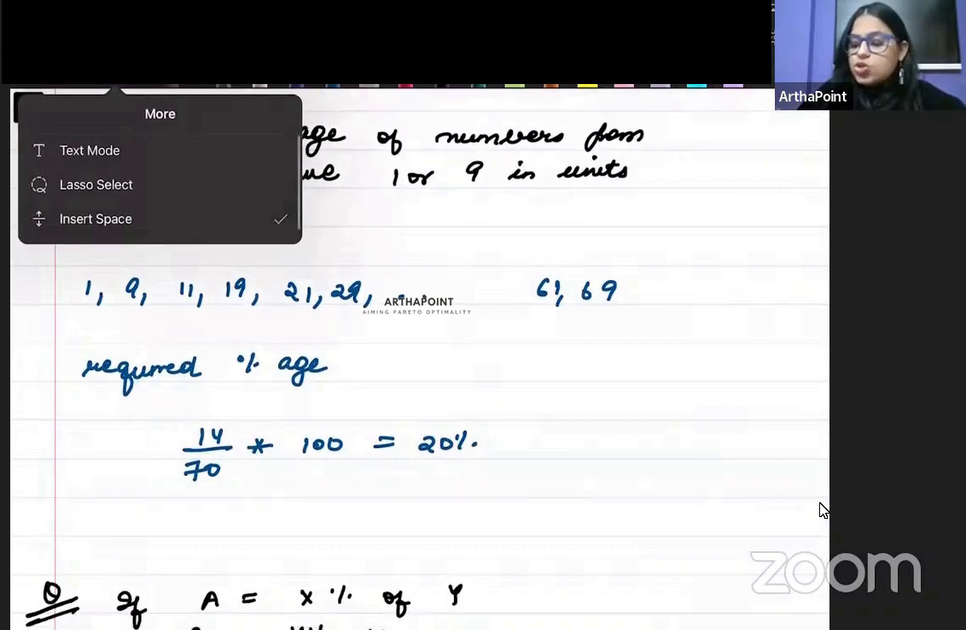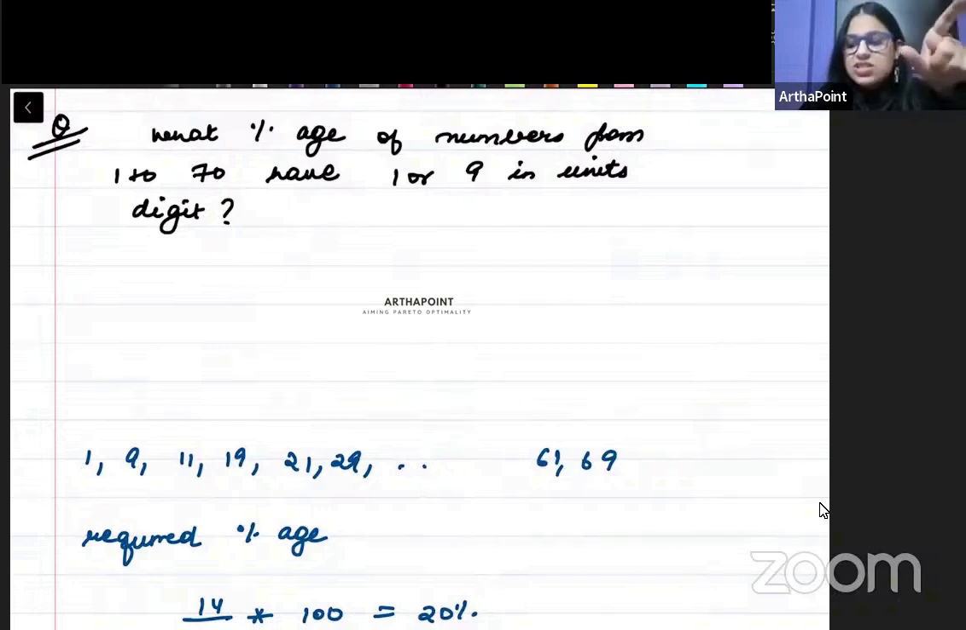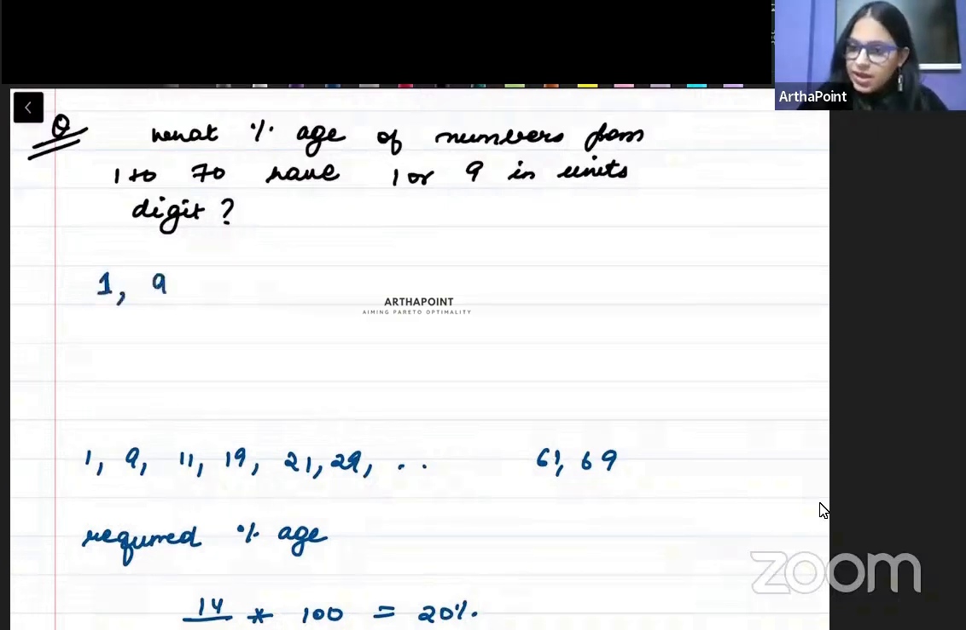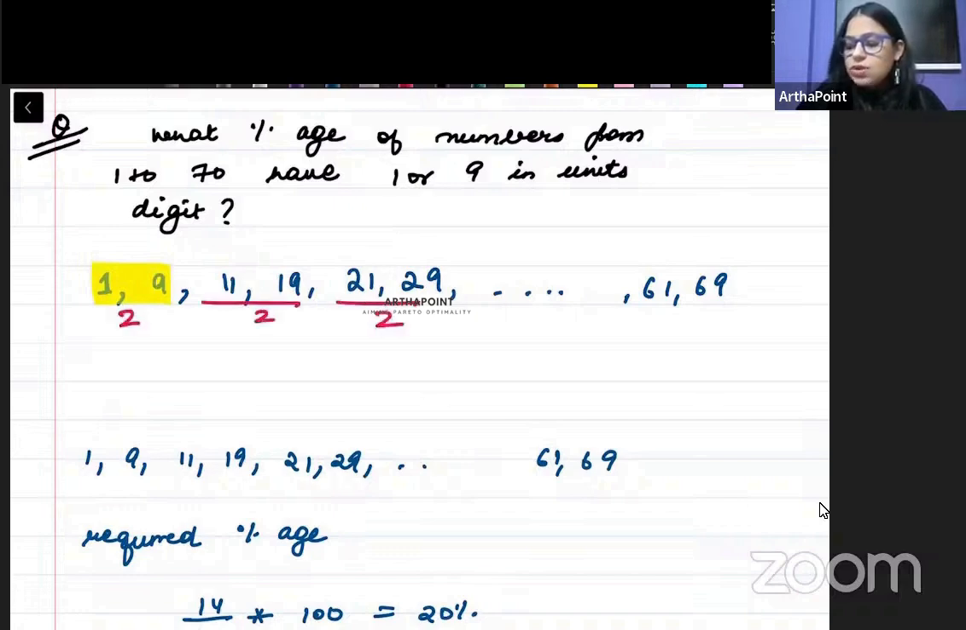This is a good one. So it says, what percentage of numbers between 1 and 70 have either 1 or 9 in the unit digits? So what will be our numbers, beta? It can be 1, it can be 9, it can be 11, it can be 19, it can be 21, it can be 29, and so on till 61, 69. अब ध्यान से सोचो एक बारी. How many numbers for every 10 numbers? 2 numbers, 2 numbers, 2 numbers, and so on.